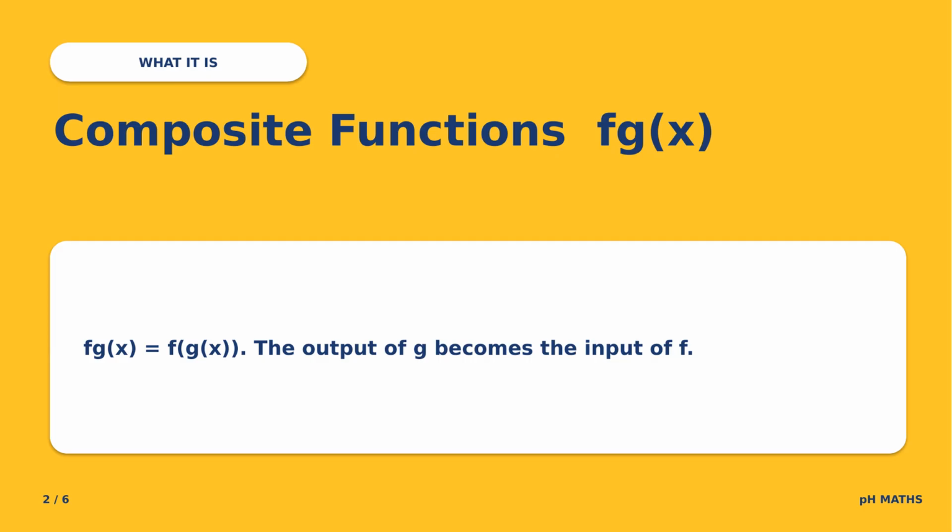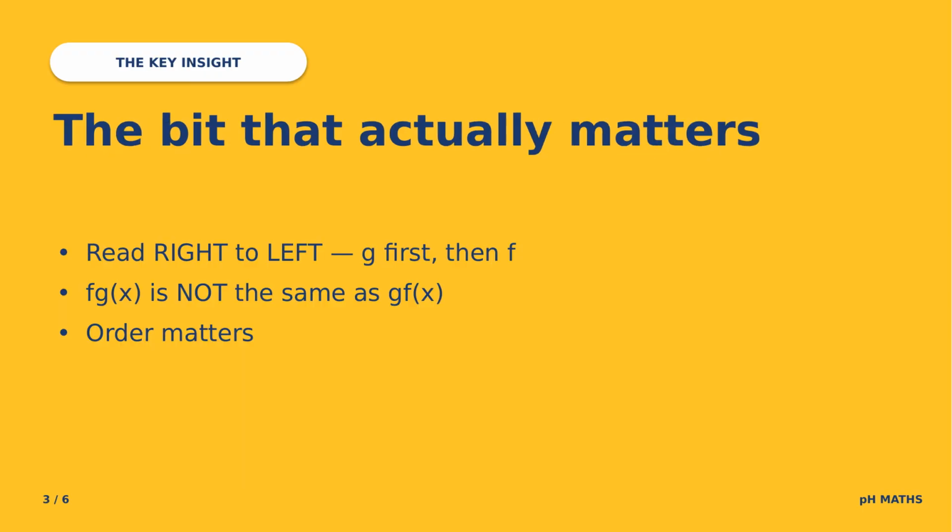Definition: fg of x equals f of the quantity g of x. The output of g becomes the input of f. So you're applying two functions in sequence, g first, then f. The notation looks like multiplication, but it's actually composition. Two operations stacked.